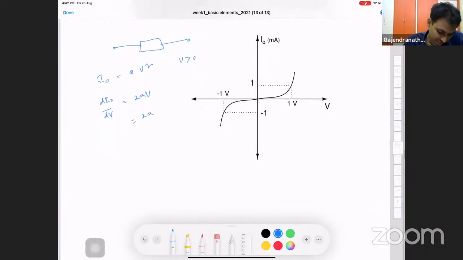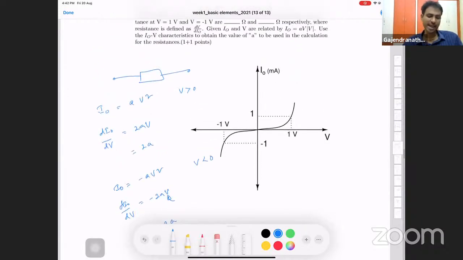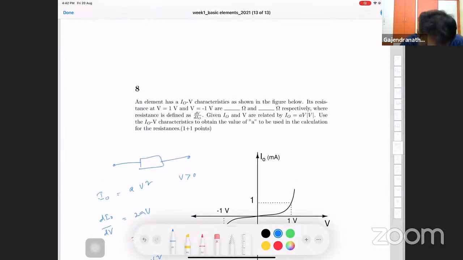Now, similarly, for V less than 0, it becomes I0 equal to minus A times V squared. Now, again, if you differentiate it, you get dI0 by dV as minus 2AV, where V in this case is minus 1 volt. So it becomes again plus 2A. It means this element is always absorbing the power. So since A is not given, the answer is always 2A.